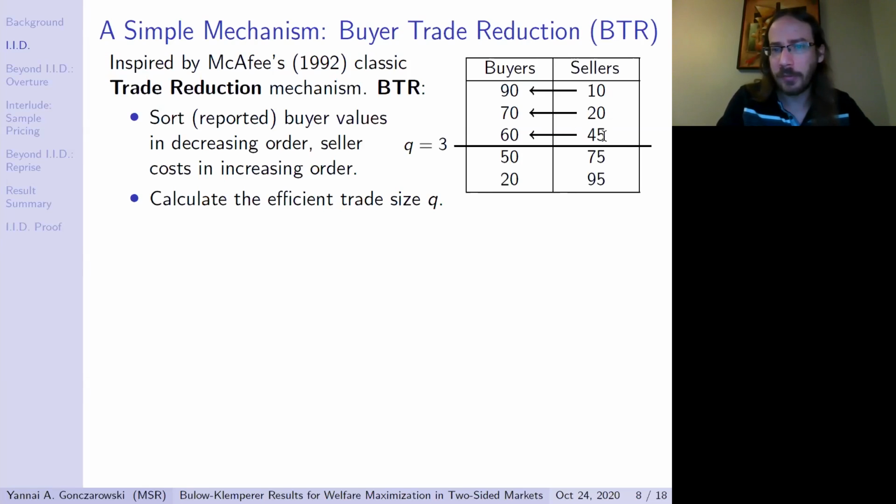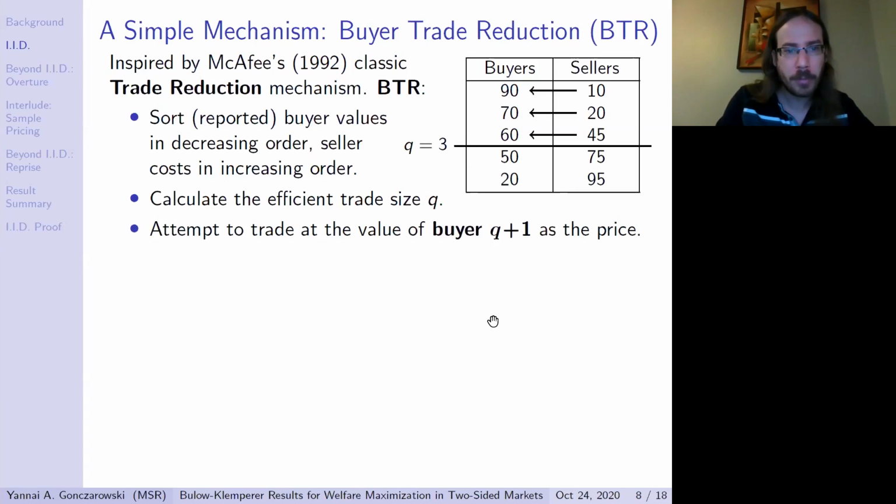Obviously, there are degrees of freedom. Doesn't really matter if the item of the 45 goes to the 90, to the 70, or to the 60, but we're going to think about this specifically as the best trade. And the first thing you attempt to do is to trade at the value of buyer Q plus 1 as the price. So in this specific case, set a price of 50 and check if all these trading sellers and buyers take that price. In this specific case, they do. All of the sellers have cost less than 50. All of the buyers have values higher than 50. That's great. In this case, you would get full efficiency.